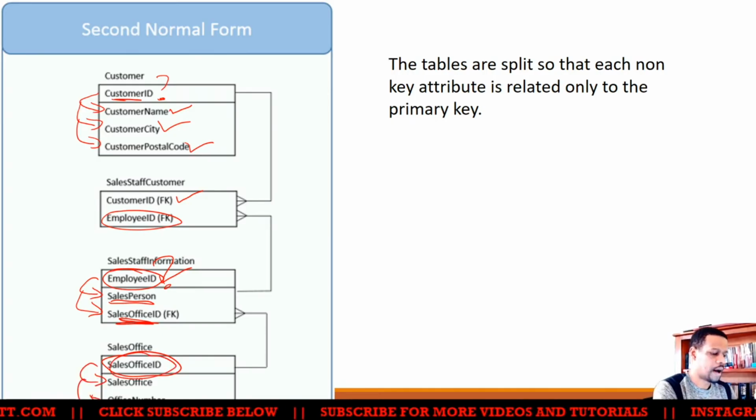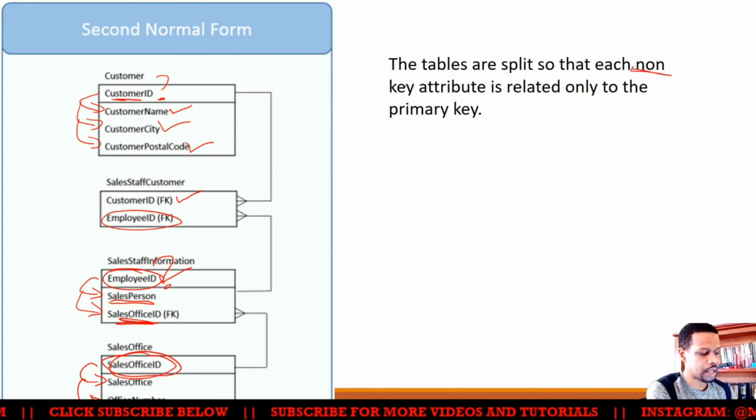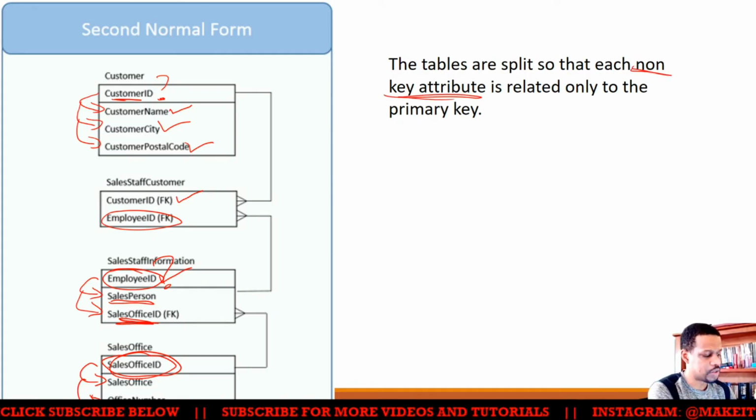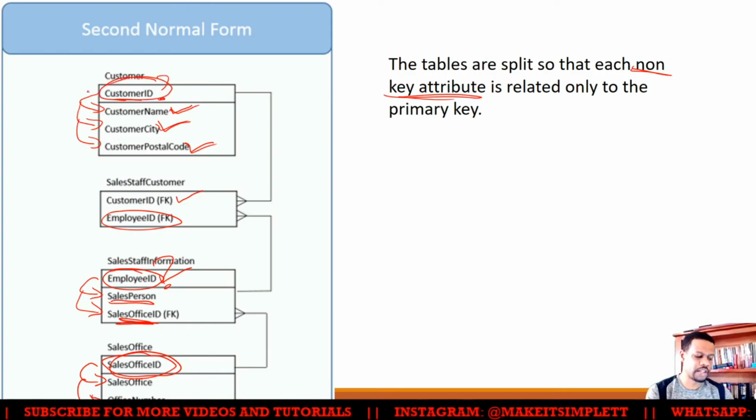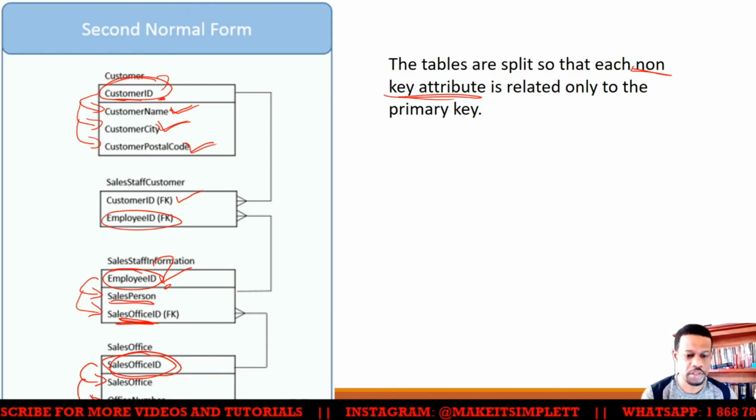So each non-key attribute will be anything that is not the primary key, which will be like these here. They must be related to the primary key, meaning if the primary key changes, the non-key attribute is going to change.